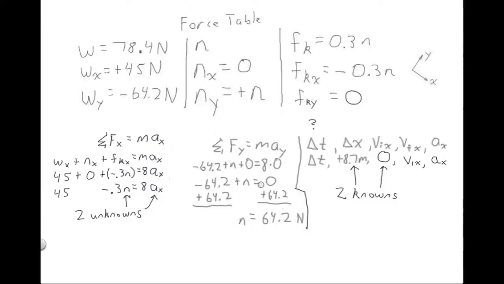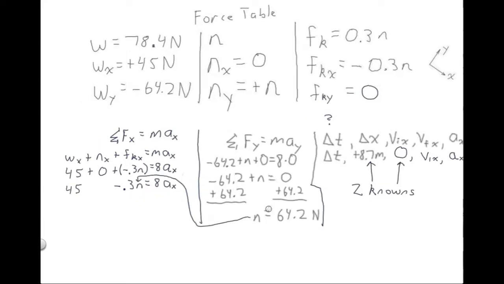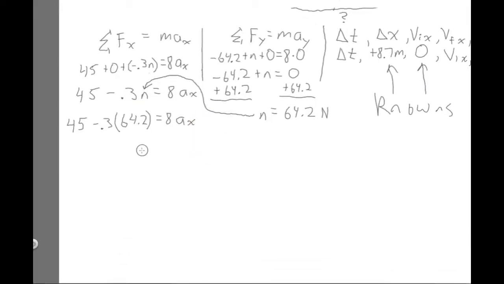Now what? Well, now we have to take this value for little n and substitute it into one of the other columns. Little n does not appear in the right-hand kinematics column. Little n does appear in this left-hand Newton's second law x column, so we need to make a substitution. Let's substitute little n into this column. And notice now there's only one unknown in this equation, which means now is a good time to try to solve this equation for a sub x.